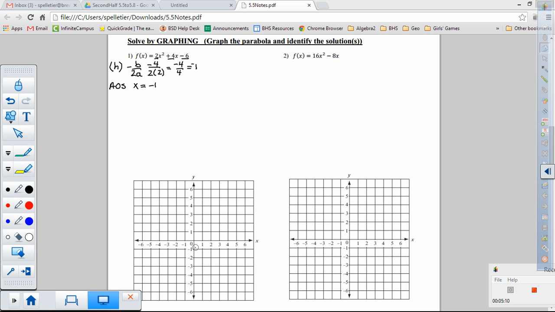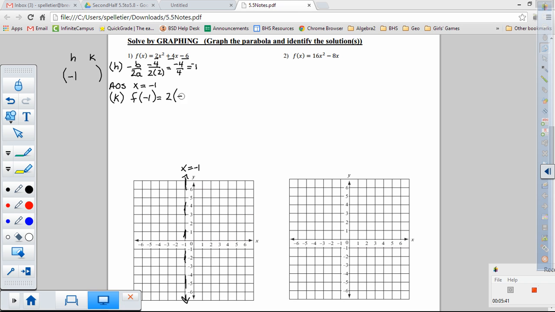So I'm going to plot that, -1. Here's my axis of symmetry, x equals -1. All right? And I know that -1 is the first coordinate of my vertex, because remember the vertex is (h, k). And so I ask the question all the time, how do you find k? Most of the time you all can tell me you plug in the -1. So let's plug in -1 to our function.